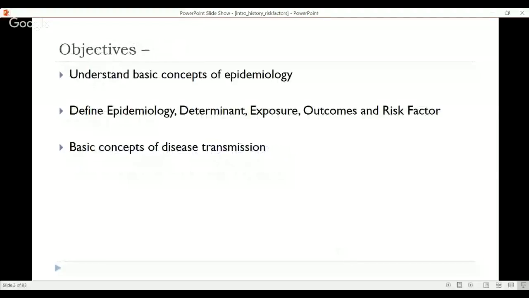So today we're going to go over basic concepts of epidemiology. In your book, this is going to be a lot of definitions, right? Making sure that we're all talking about things in the same way. Then we'll also start to go over some basic concepts of disease transmission, as well as talk a little bit about the history of epidemiology.